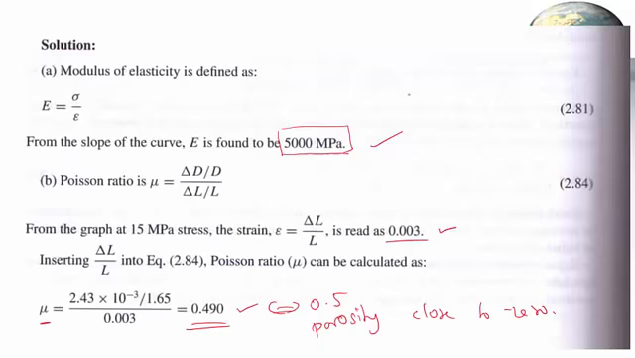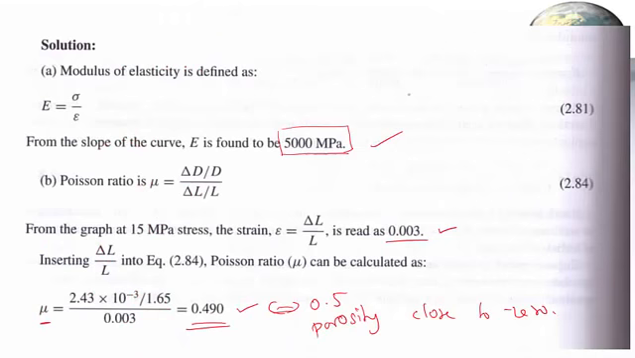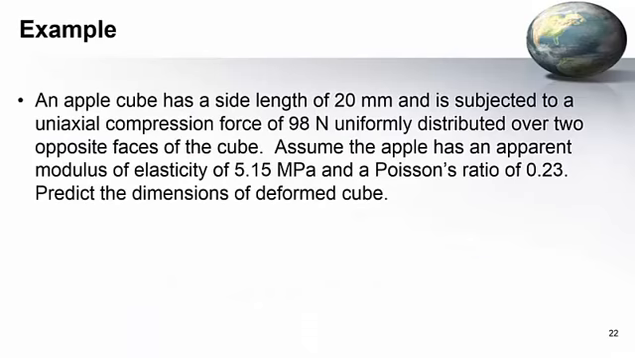Okay. So by doing an experiment and collecting a force-deformation curve, or a stress-strain curve, you can determine properties like E and mu, the Poisson's ratio. You will be doing this in the lab on Tuesday and Thursday. So let's look at another example problem.